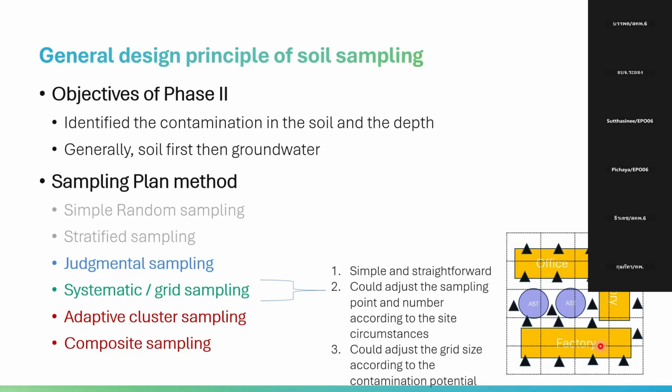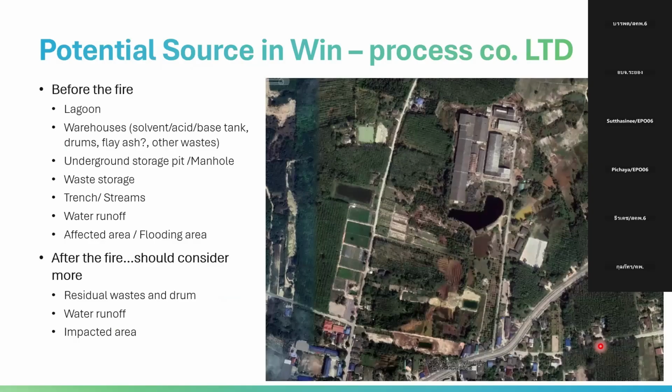And so when you go through the process, we spend a lot of time discussing the potential contamination area. So you can put your sample close to the lagoon, close to the warehouse here, and close to the waste storage region from the aerial sample. It could be here, and at the water runoff stream layer or affected area.